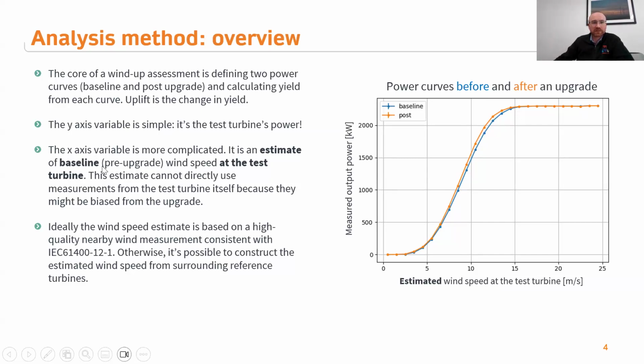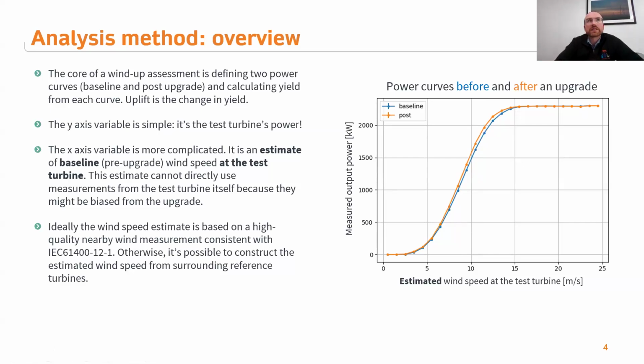So that's the whole goal of that. That's what most of the tool is about, creating this x-axis variable. And this estimate cannot directly use measurements from the test turbine itself, because the test turbine's own, for example, nacelle anemometer could be biased from the upgrade. So ideally, we do have a wind speed estimate based on a high quality nearby wind measurement consistent with 61400-12-1. But otherwise, it's possible to construct this wind speed from surrounding reference turbines.